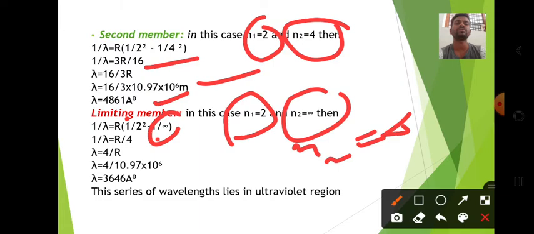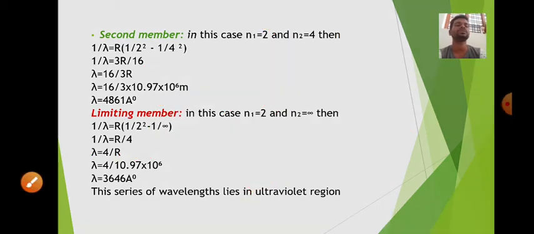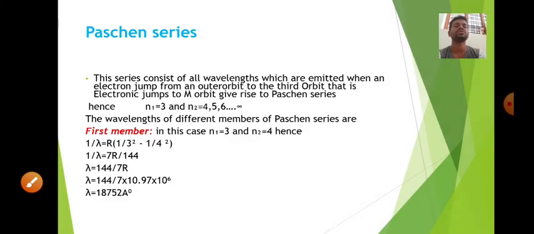But here 1 by 2 square is 4, r by 4. But here lambda is equal to 4 by r. The 4 by r value is substituted. And this series is also seen in the ultraviolet region. Which one? Balmer series also. Balmer series and Lyman series, both series.